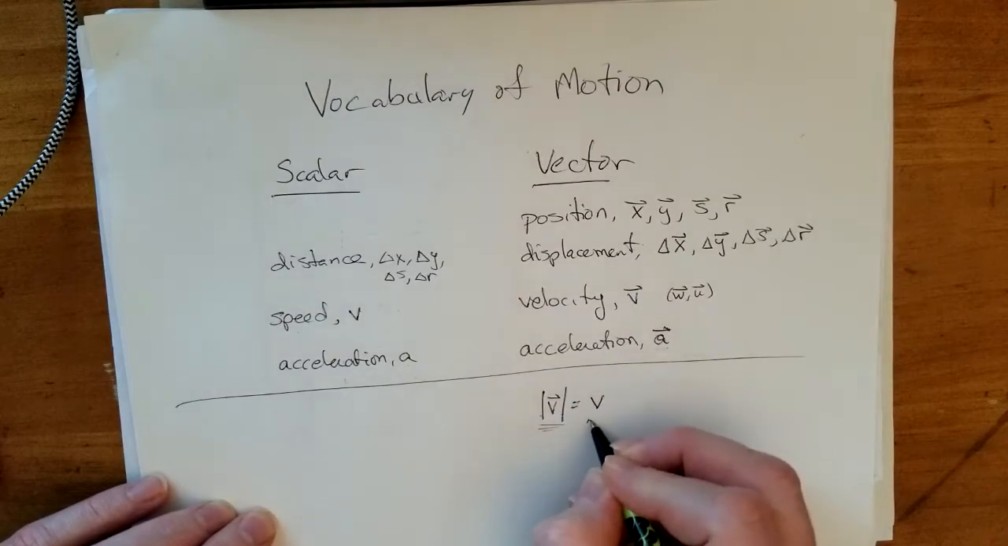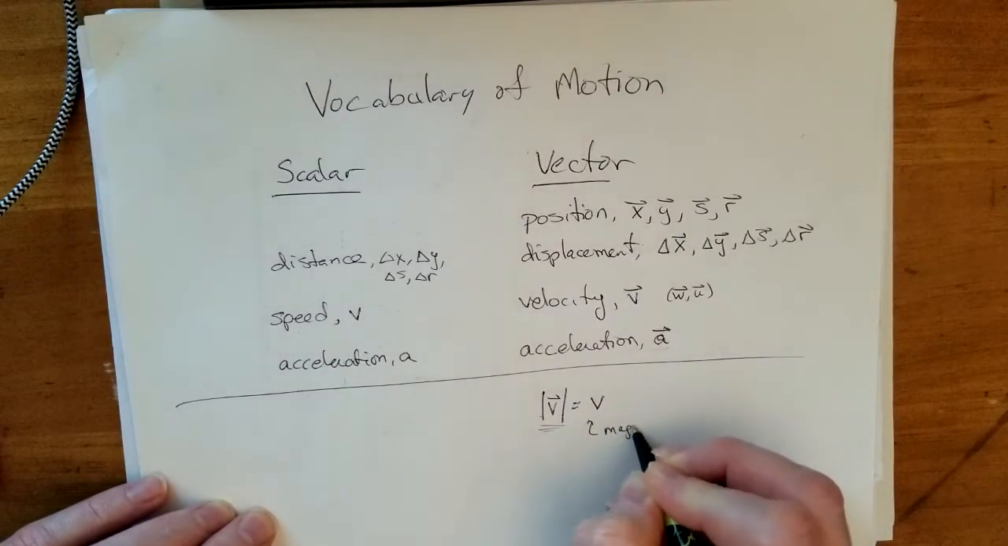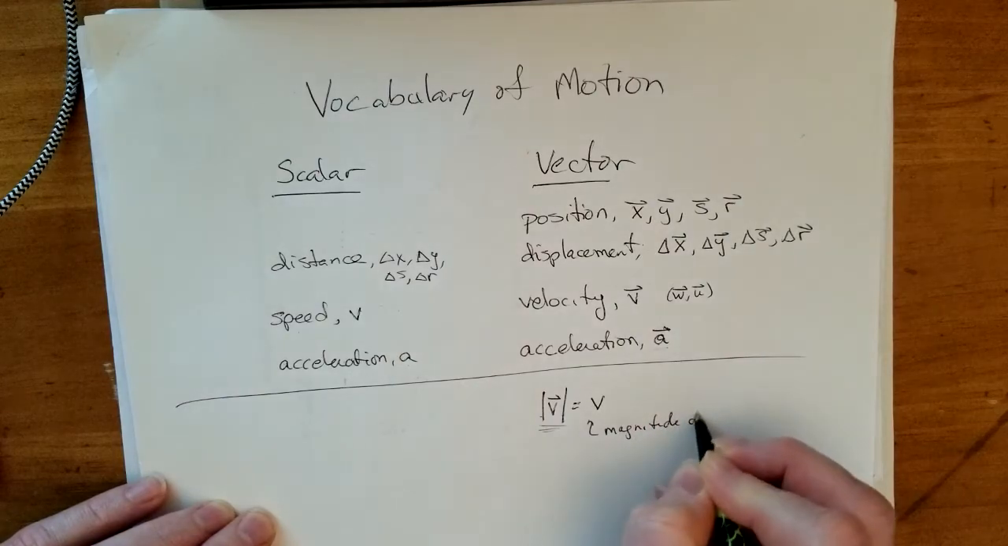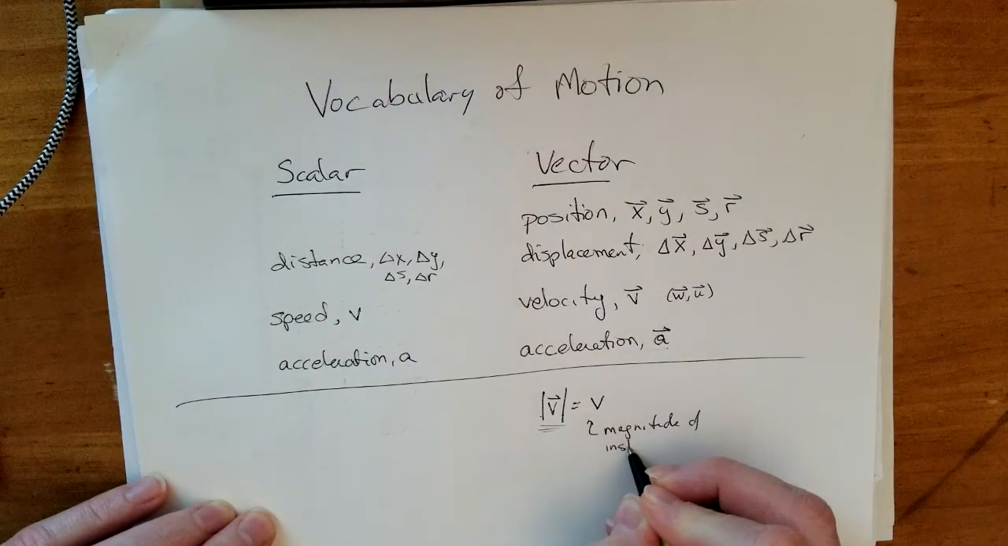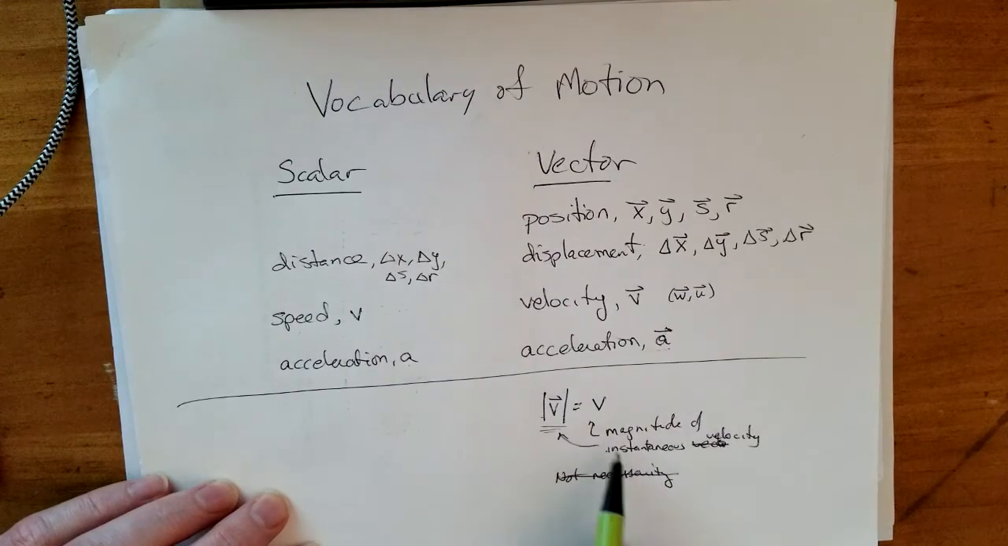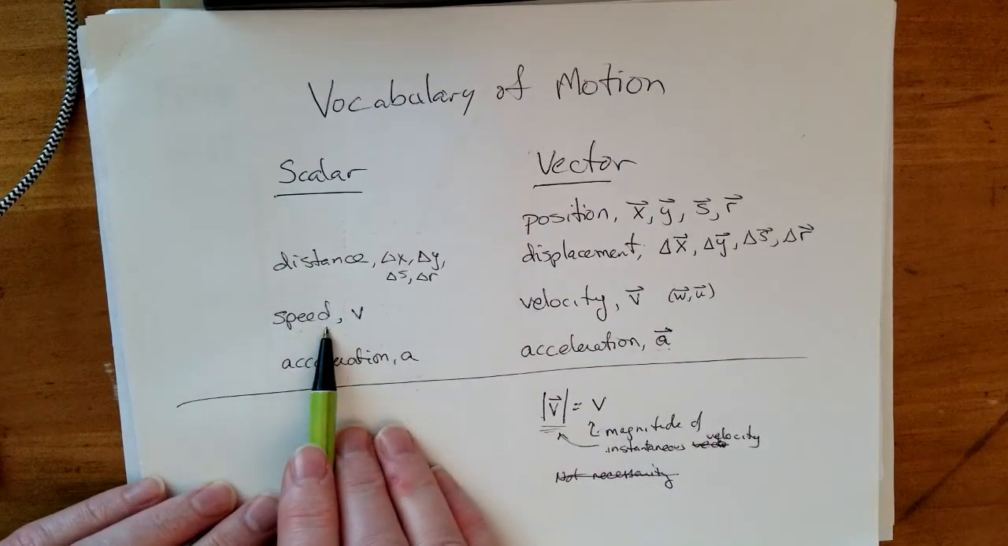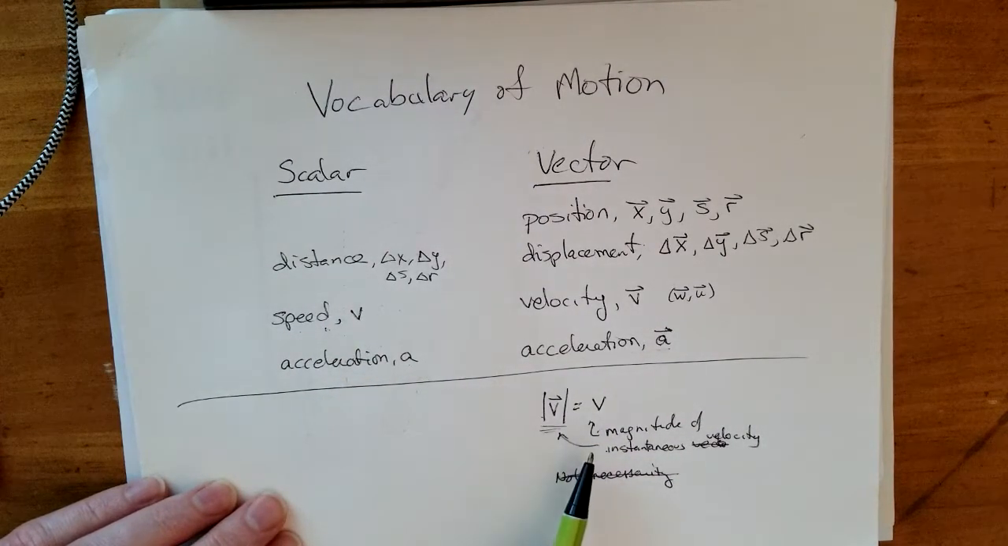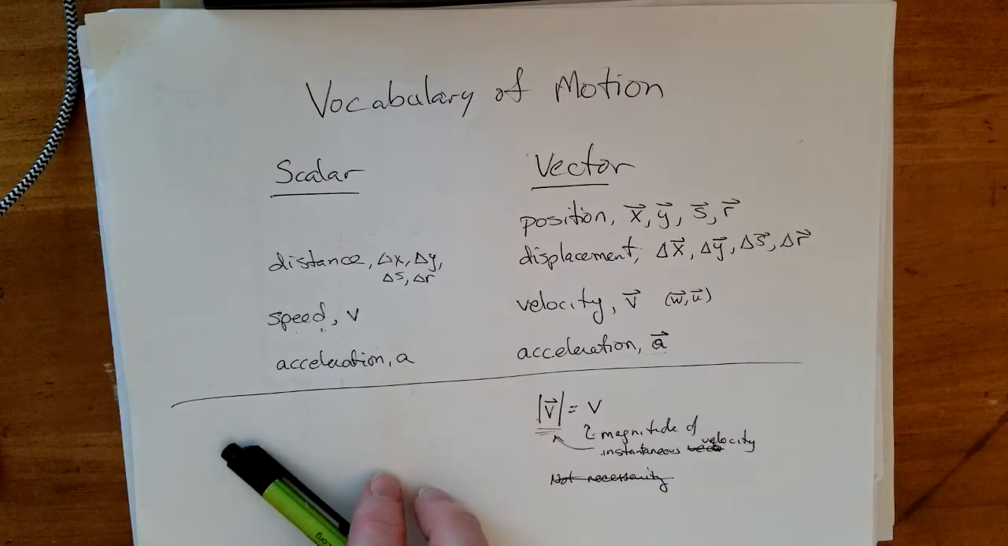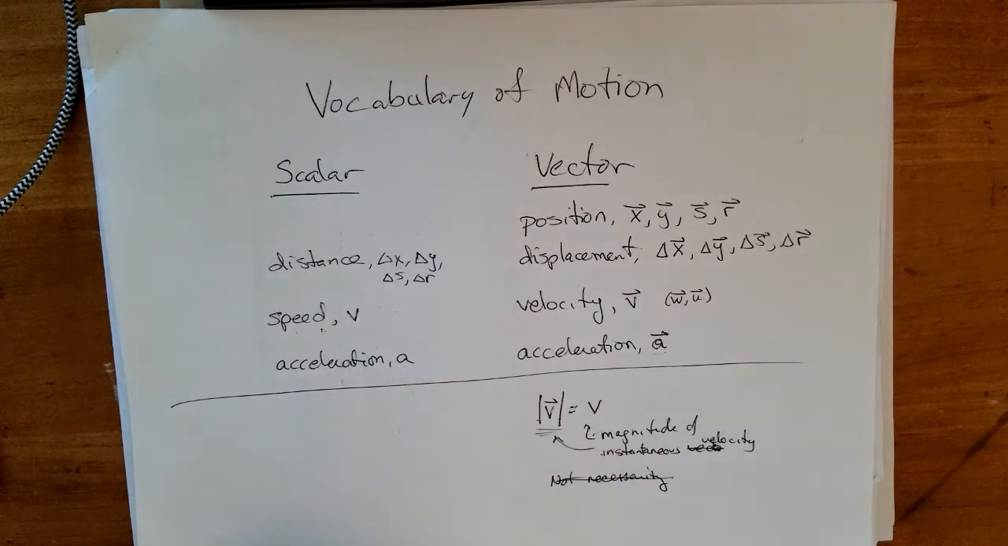So just write down magnitude of instantaneous velocity. So magnitude of instantaneous velocity is instantaneous speed. Magnitude of average velocity, though, is not speed. It's not the magnitude of the average speed.